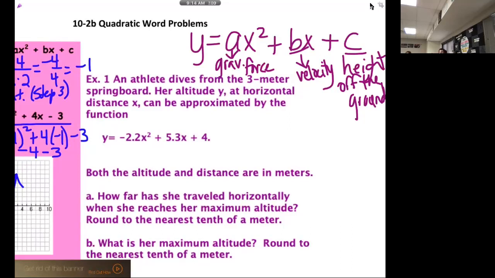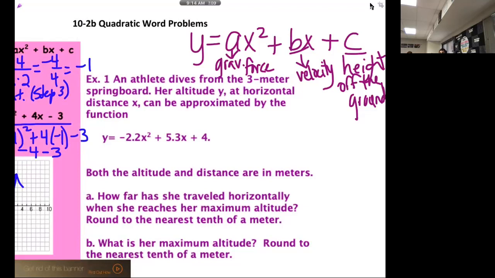All right, so you guys, when we have an athlete that dives from a 3-meter springboard, the altitude y at horizontal distance x can be approximated by the function y equals negative 2.2x squared plus 5.3x plus 4. Both the altitude and the distance are in meters. Question A is, how far has she traveled horizontally when she reaches her maximum altitude? Round to the nearest tenth of a meter. And question B says, what is her maximum altitude?